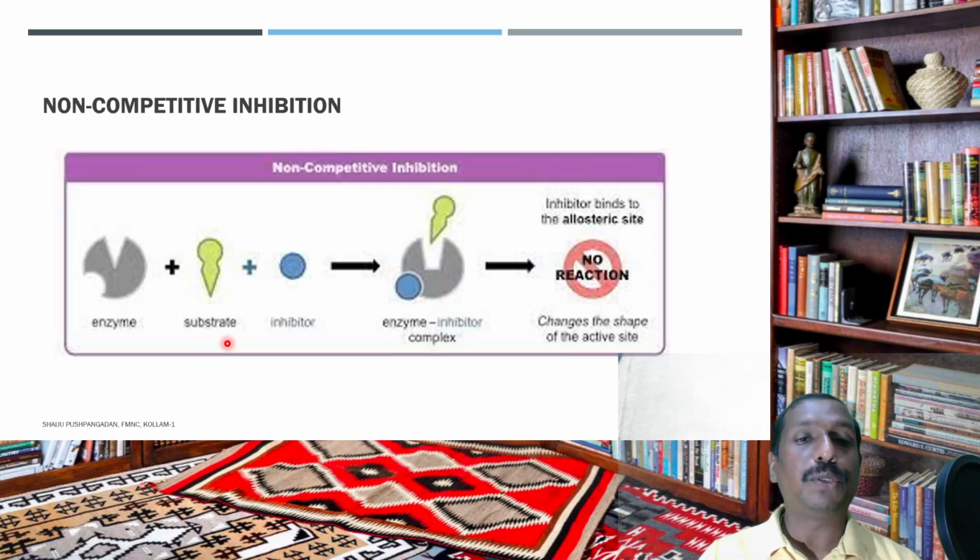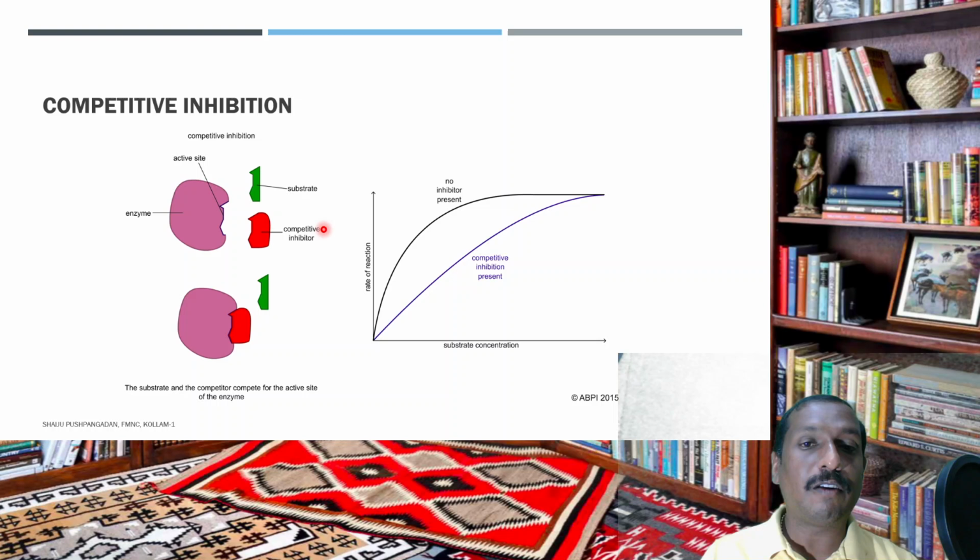Okay, and number 2 is non-competitive inhibition. This is another enzyme action. So this is the enzyme, and these are the active sites. This is the substrate, and this is the inhibitor. You can see in the case of competitive inhibition, the substrate and the competitive inhibitor have a similar structural configuration.